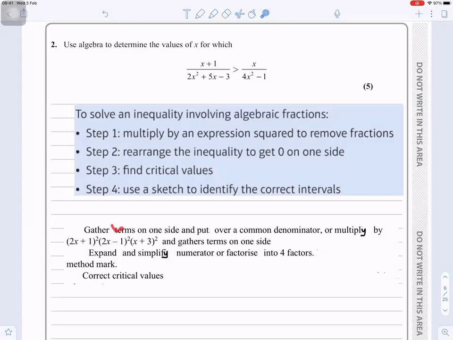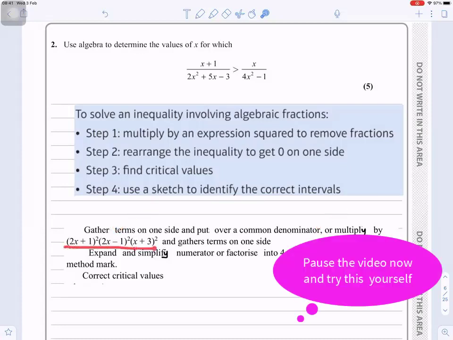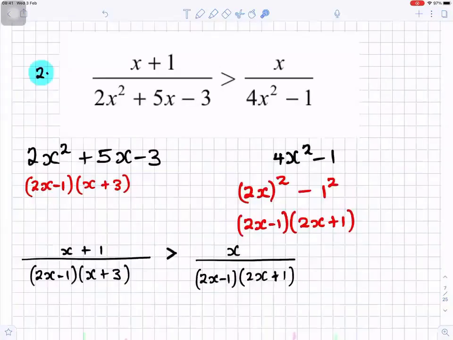So we can gather the terms on one side and put over a common denominator and multiply by this. And we expand and simplify the numerator or factorize and get the critical values. That's the procedure to do this question. So we can write 2x squared plus 5x minus 3. We can factorize it. You can use your calculator and you will get 2x minus 1 in bracket and x plus 3. So that's how you factorize 2x squared plus 5x minus 3.